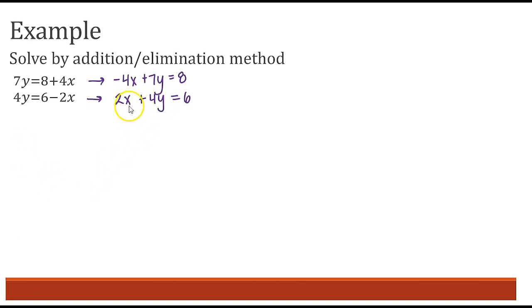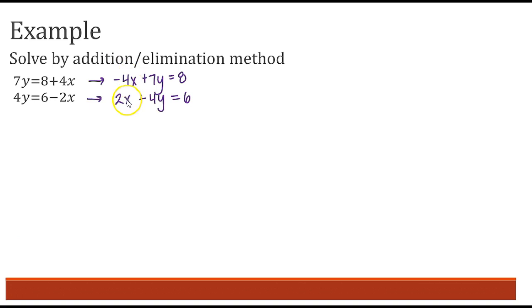Now on this one, if I look at the x variable, I don't have opposites of the same coefficient. I have a negative 4x and I have a positive 2x. But 2 divides evenly into 4. So if I multiply the bottom equation by a positive 2, that will make this coefficient a positive 4, which is opposite of the negative 4.